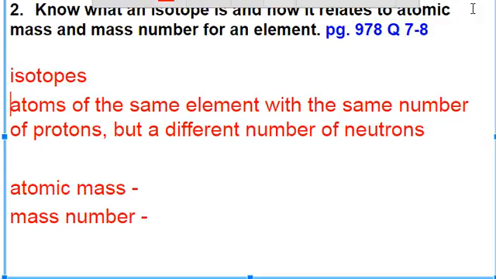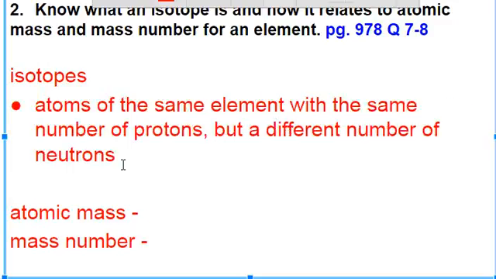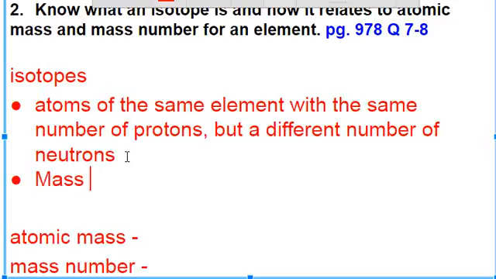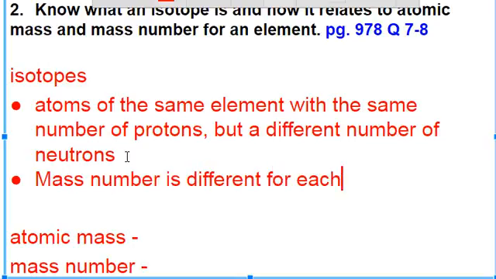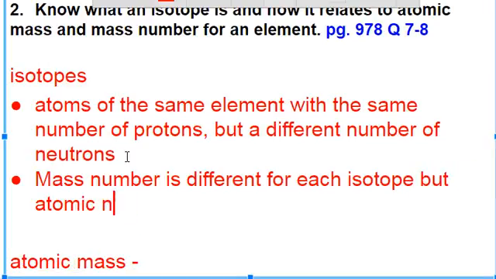I'll do it like this and give you some bullets. So that means mass number is different for each isotope, but atomic number is the same. Okay, so it just means you have some heavy atoms and some light atoms, but they're still the same kind of atom. Just like some people are heavier than other people, but still basically the same parts in all of us.